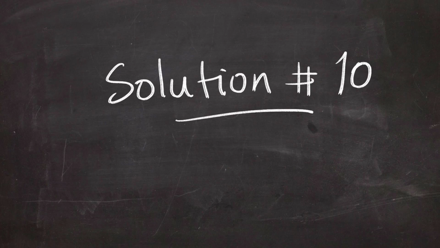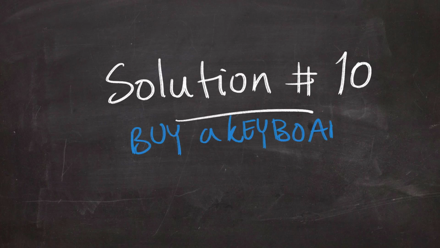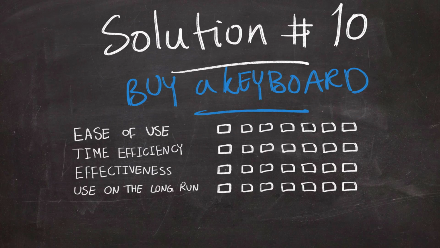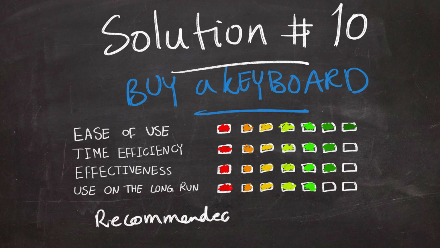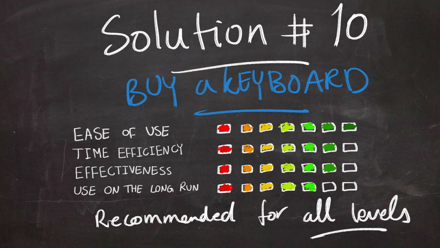Solution number 10. Buying an Arabic keyboard. Well, obviously, this is the easiest solution of all. There are dozens of Arabic keyboards that you can find on Amazon. I'm going to leave some links in the description for you to check out. Obviously, this is going to be the easiest solution, the most time-saving, and the most effective. However, it is not the best on the long run because in my opinion, learning how to type blindly is the best solution on the long run.